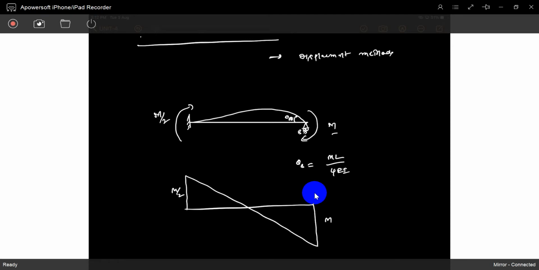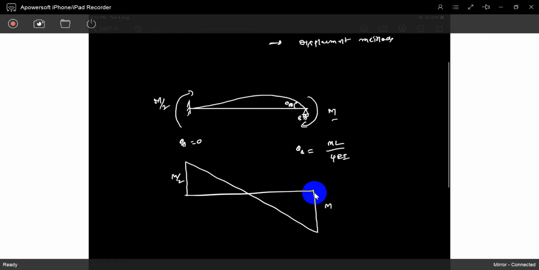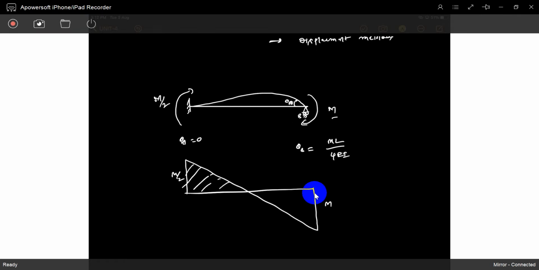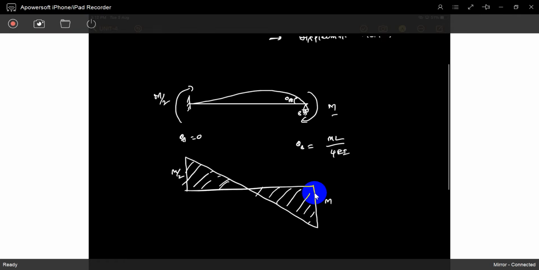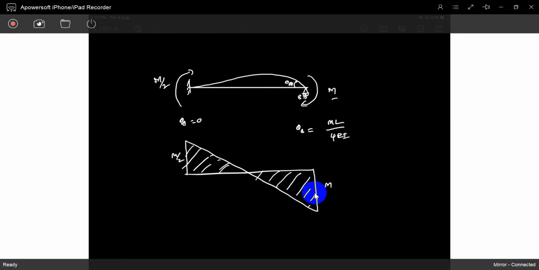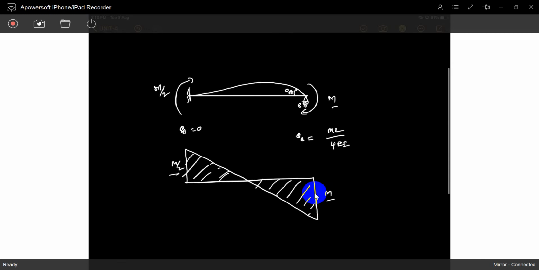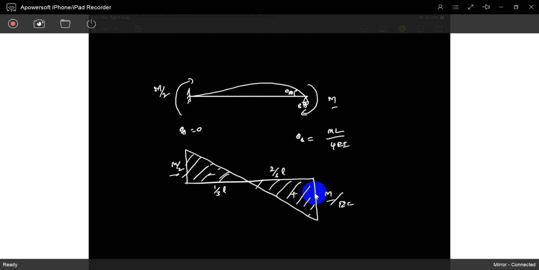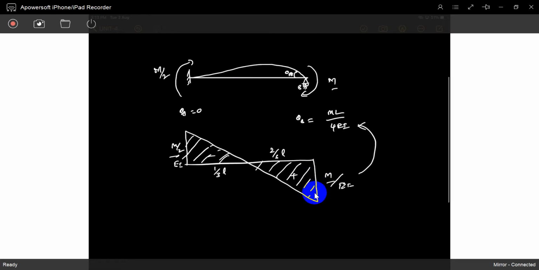How can you find theta? Theta A is 0. For theta B, find the area of the bending moment diagram divided by the flexural rigidity. This is M, this is M by 2, so the area is one half and two thirds, and one third L. Find the area and divide by EI; one part is positive and one is negative. You can easily find that theta B is ML by 4EI. Okay, so you know it now? I will give just a small modification. So how can I give it?